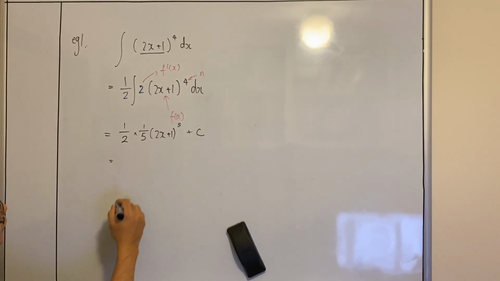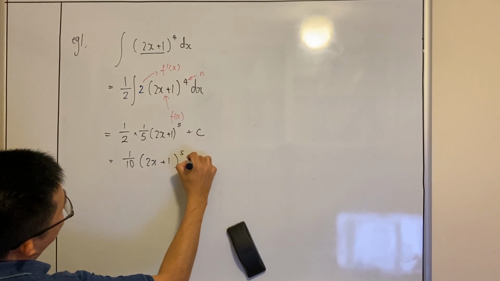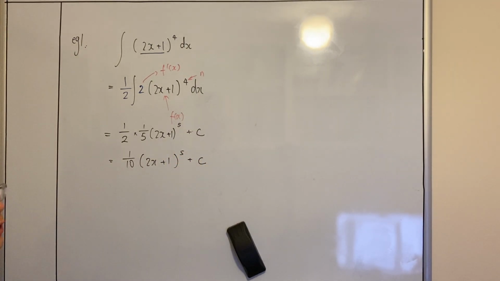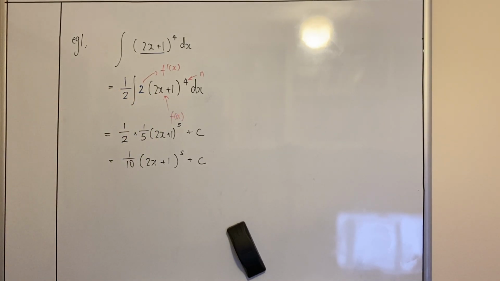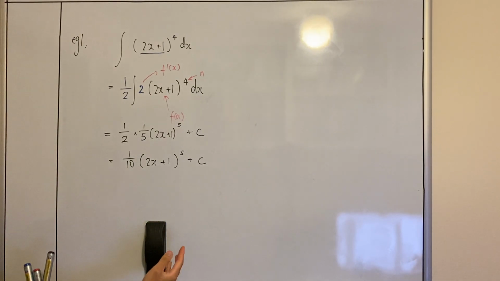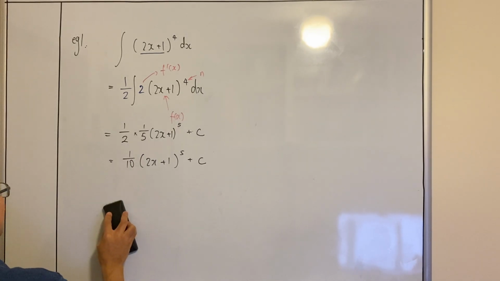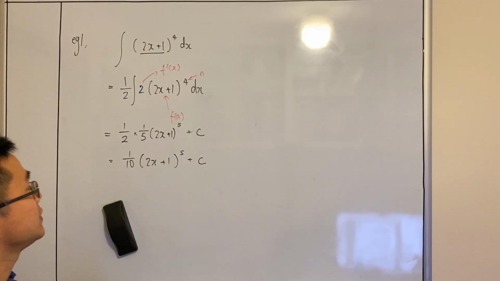So now 1 over 2 times 1 over 5 is 1 over 10. Then it becomes 1 over 10 times (2x plus 1) to the power of 5 plus c. And that's how you integrate it. Very simple, and this is the key. You need to differentiate what's inside the bracket, and then make sure you multiply by that number before you integrate. So this is example 1. I'd like to show you a few more examples of how the reverse chain rule works. But remember, today's lesson, I'm only going to do reverse chain rule with polynomials. We're going to do something else later.